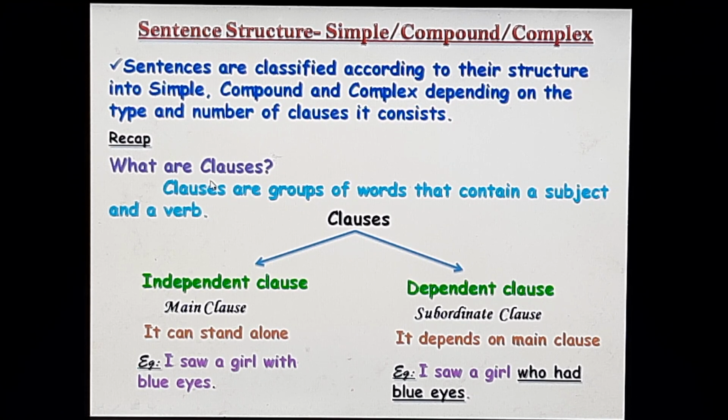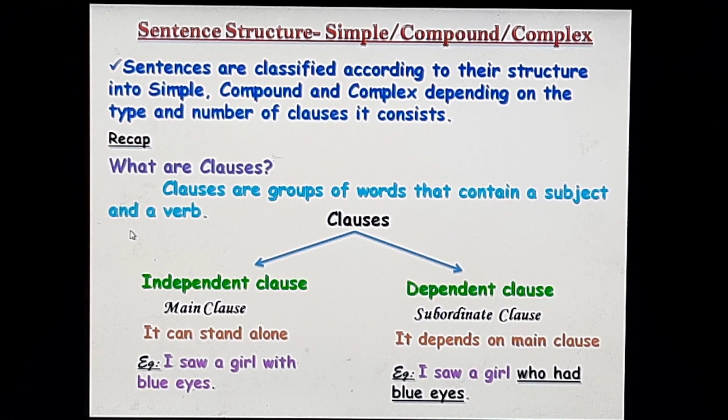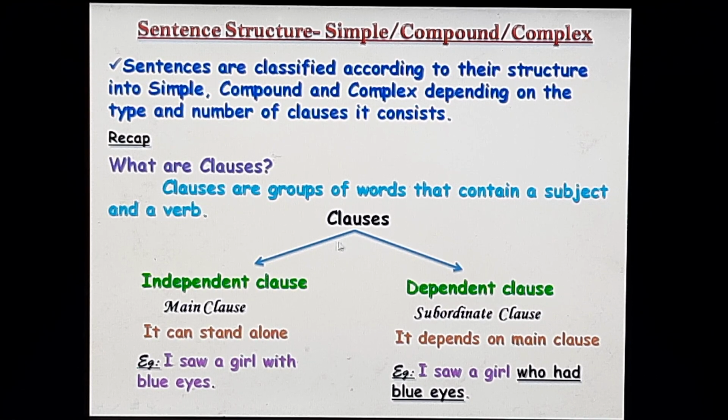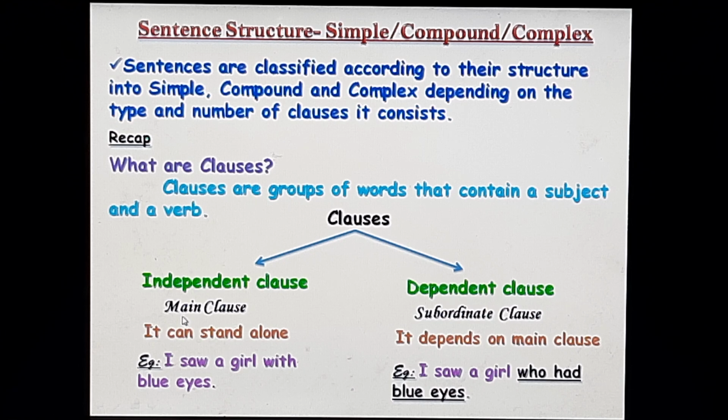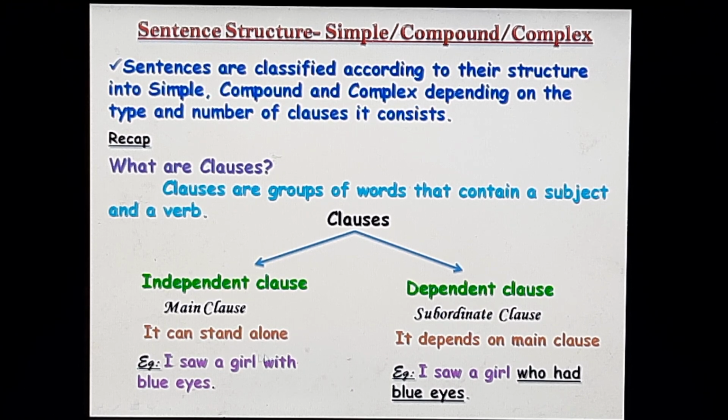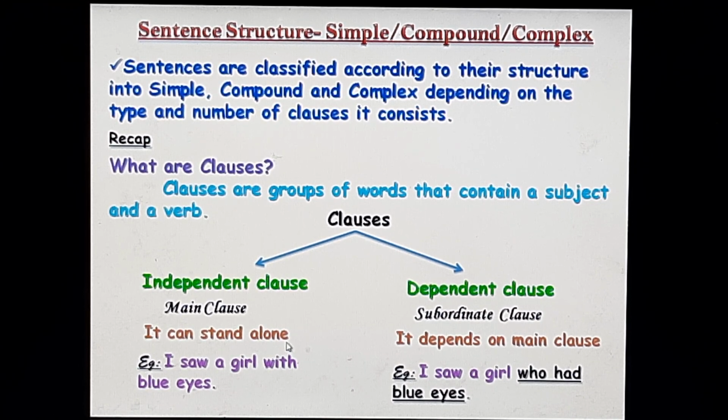What are clauses? Clauses are groups of words that contain a subject and a verb. Now, clauses are of two types: independent clause and dependent clause. Now, the independent clause is also called the main clause. It can stand alone, and it will express a complete thought.